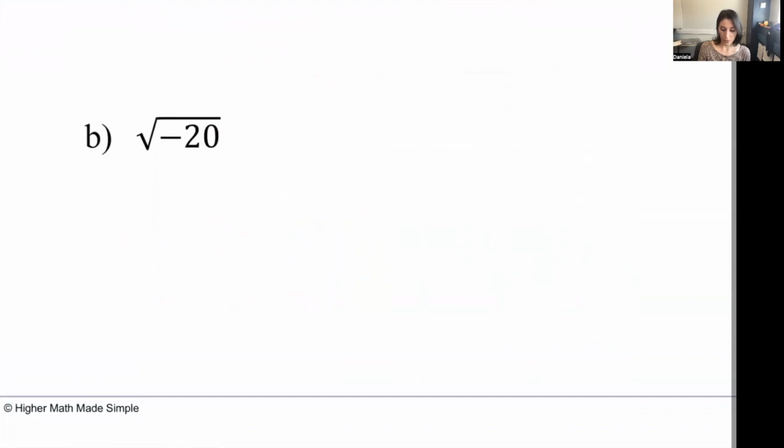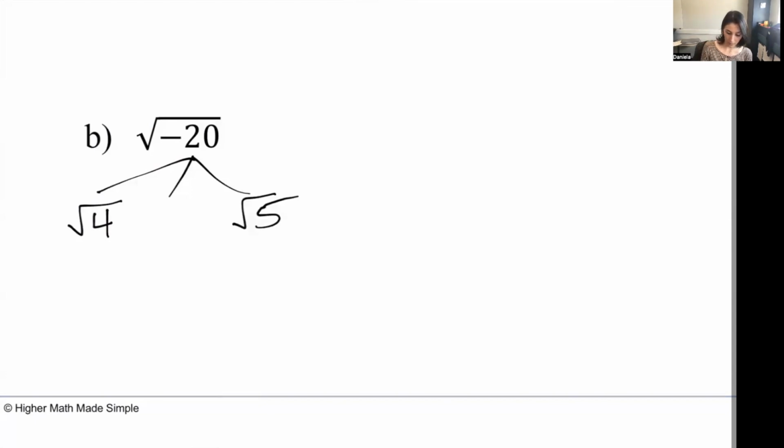So now what happens when you have a negative inside the radical? You're going to do the same thing as before. You're trying to find a perfect square that goes into 20, but there's actually going to be another step. So we want to pull out a negative here. So let's just focus on the perfect square. I know that the square root of 4 times the square root of 5 gives me the square root of 20, so that's positive 20.